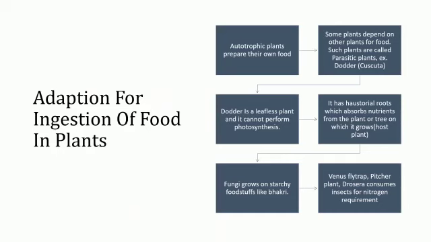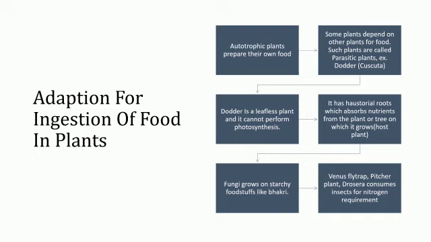Adaptation for ingestion of food in plants. Plants which prepare their own food are called autotrophic plants. These autotrophic plants' roots are anchored deeply in the soil where they get water and nutrients. And with the help of photosynthesis, they prepare their own food.